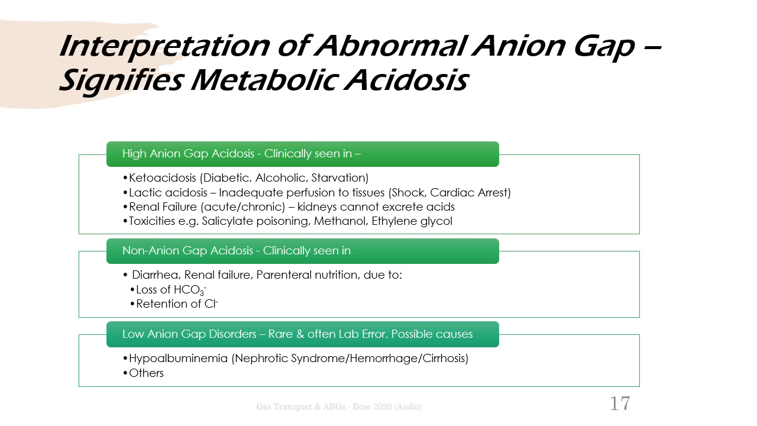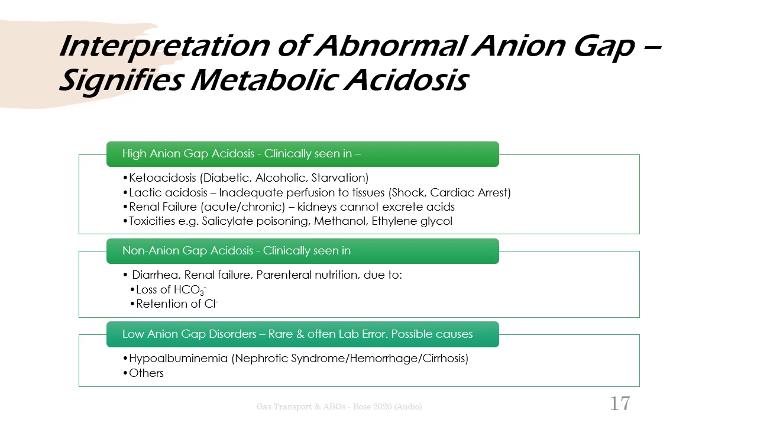Now, these are all sources of fixed acids that come from metabolic processes. This slide shows the interpretation of the changes in an anion gap. If the anion gap is too large, in other words, a high anion gap, then it signifies metabolic acidosis. See the slide for different conditions when it occurs.